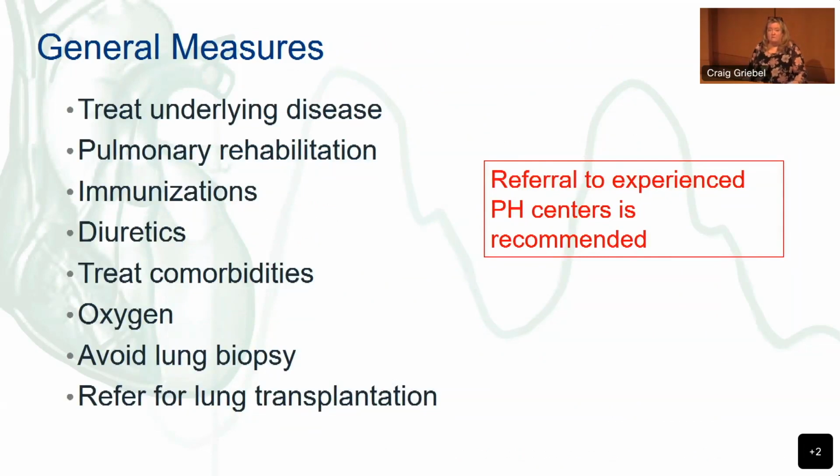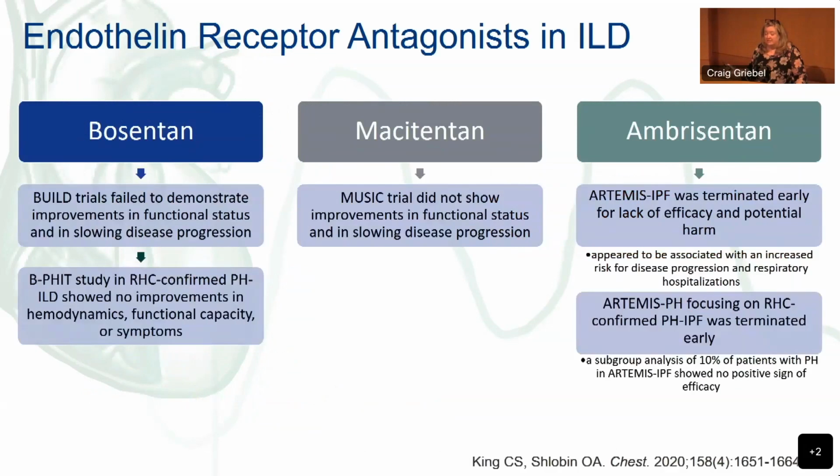So, of course, all the general measures we should do: treat the underlying disease, maybe they need mycophenolate for their scleroderma, get them immunizations, diuretics, all that stuff, oxygen. You don't really want to biopsy these patients if you can avoid it. And you really should be thinking, can this patient get a lung transplant? Because that's really the definitive treatment.